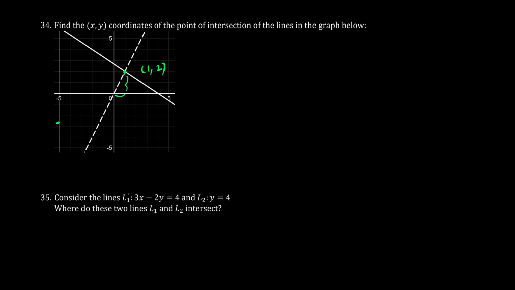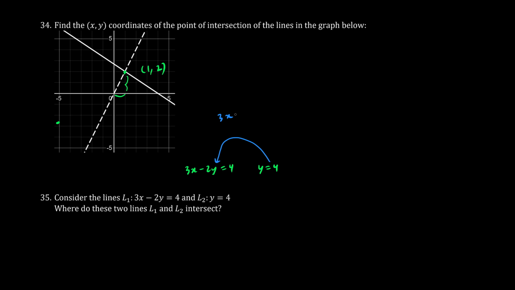Consider the lines. Our first line, L1, is 3x minus 2y equals 4. Our line 2, L2, is y equals 4. Where do these two lines intersect? We're just going to use substitution. We're going to substitute y equals 4 into here.